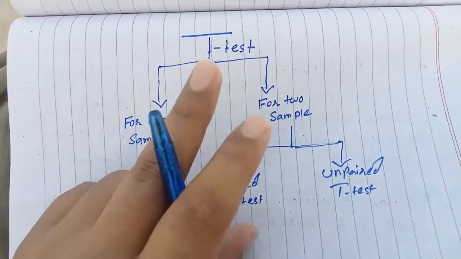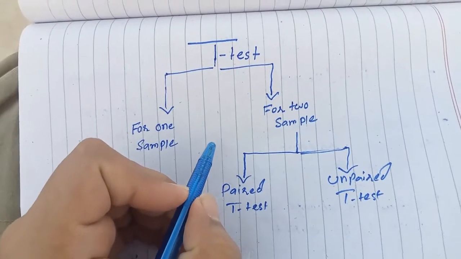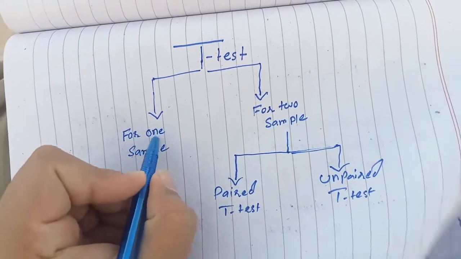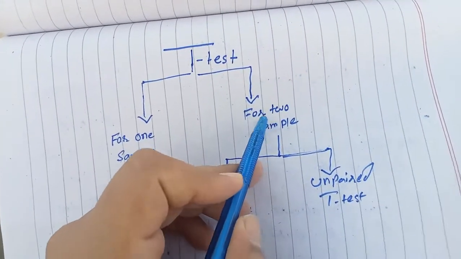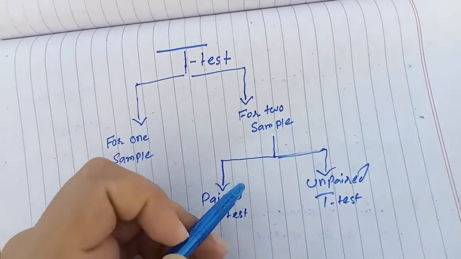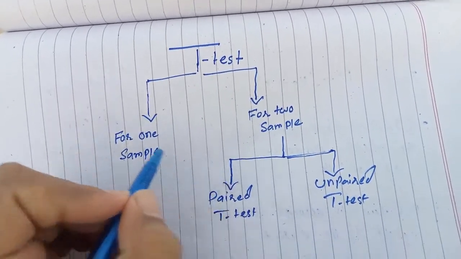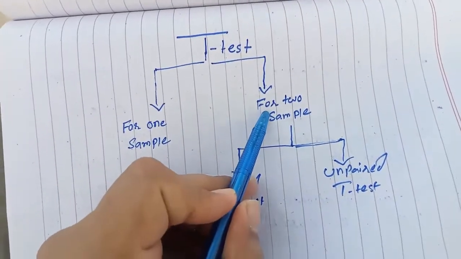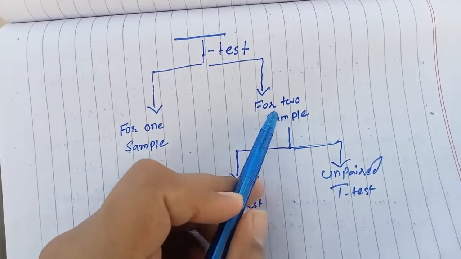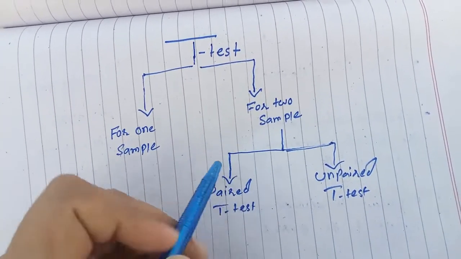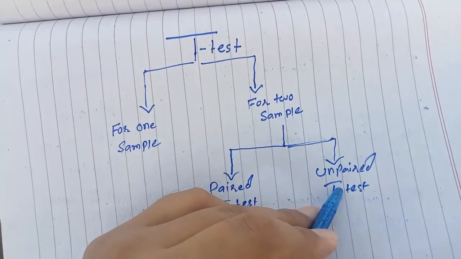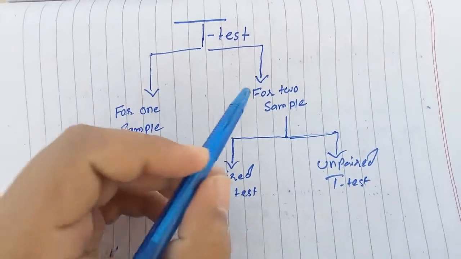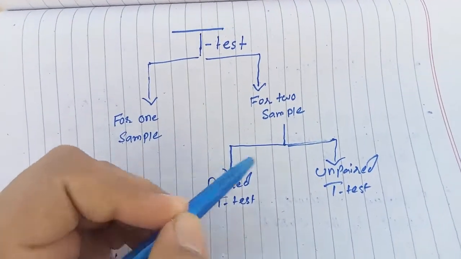Basically there are two types of the t-test. We have categorized it in two ways: one is the one sample t-test, and the second is the two sample t-test. In the one sample t-test we try to check only one mean. The two sample t-test is categorized in two ways: one is the paired t-test, and the second is the unpaired t-test. We will discuss these one by one. First we will discuss the one sample t-test, and then the paired and unpaired t-tests.